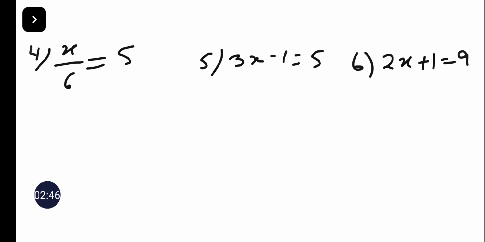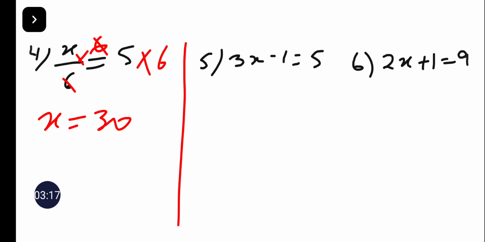Okay. That said, let's look at examples 4, 5, and 6. We equally have here x over 6 is equal to 5. We have to solve the equation by solving for x. You ask yourself which operation sign is linking x and 6. It is division. So for me to remove this division, I multiply by 6. When I multiply both sides by 6, it cancels. So I have x is equal to 30.